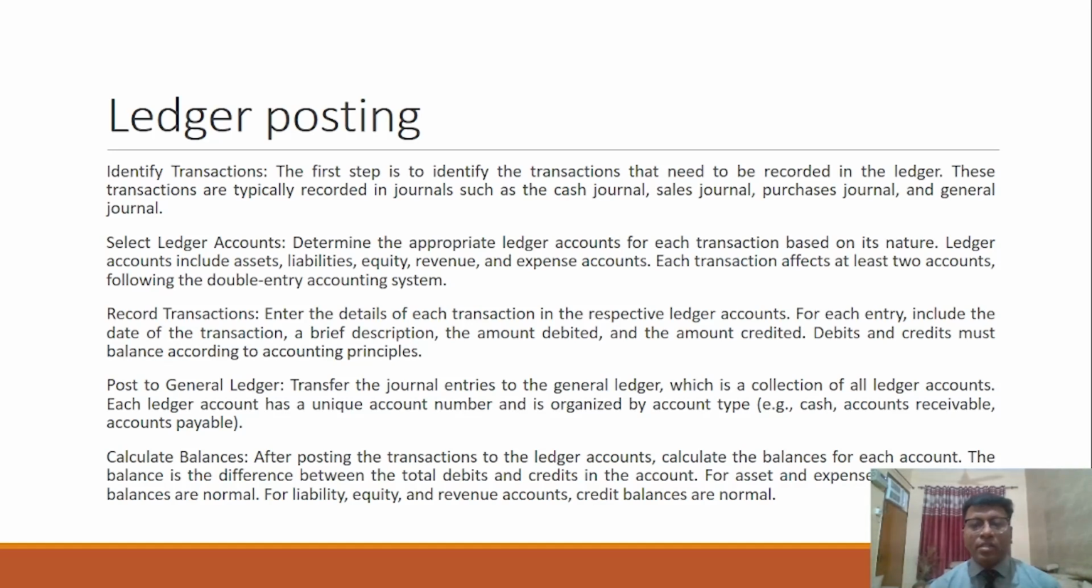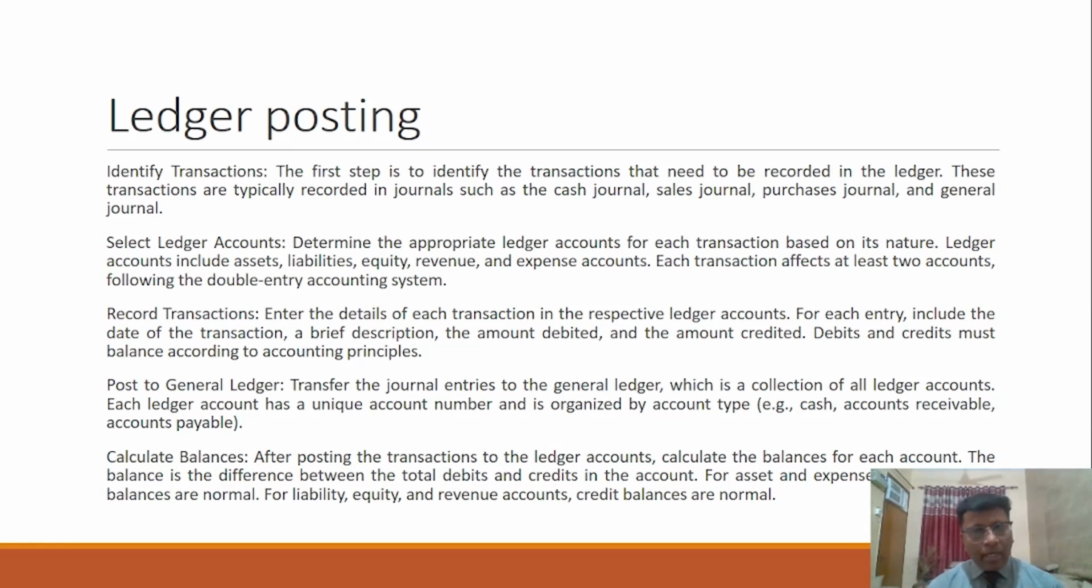Transfer the general entries to the general ledger, which is the collection of all ledger accounts. Each ledger account has a unique account number and is organized by account type, that is cash account, receivable, and accounts payable. And once you have entered all the transactions, taking the information from the journal, and you have posted to the different accounts in the ledger.